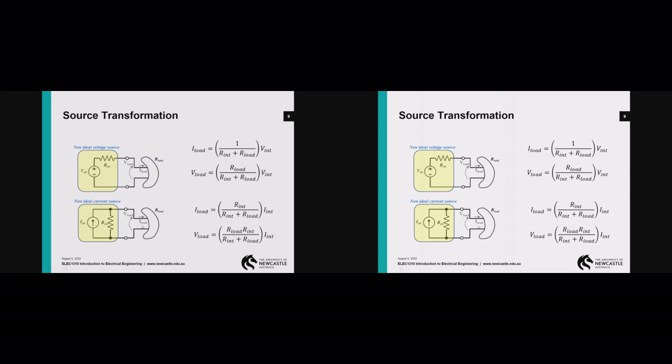Now I'm going to compare this to the bottom circuit and say, well, if I've got a non-ideal current source supplying some load resistance, the current that I would have going into the load is just the internal current multiplied by a current divider expression. And so I've got an R internal divided by the sum of the two resistors. Similarly, the voltage going across the load would be that current multiplied by the load resistance.